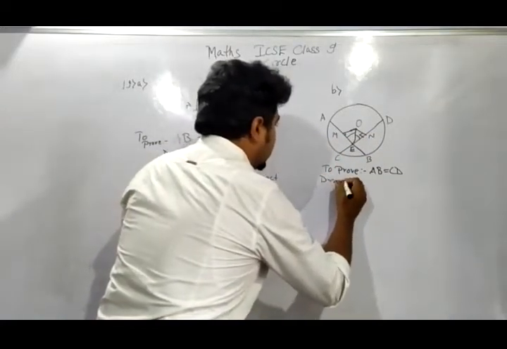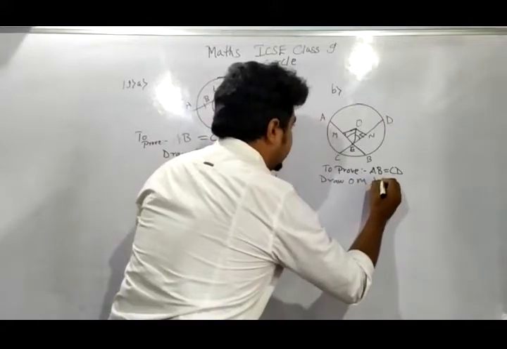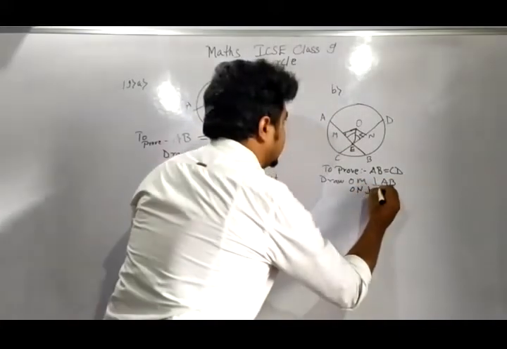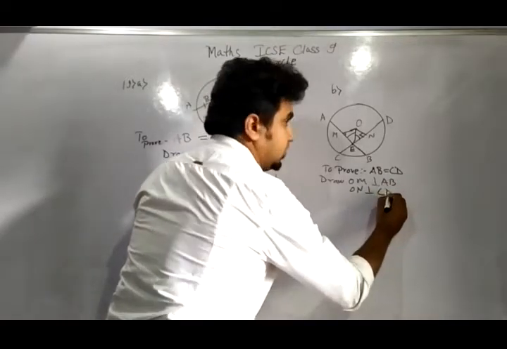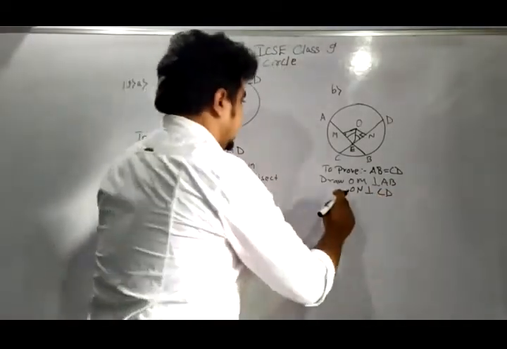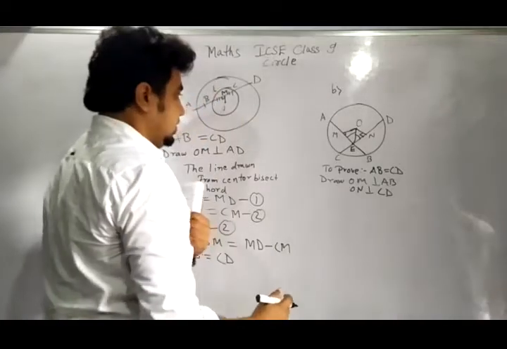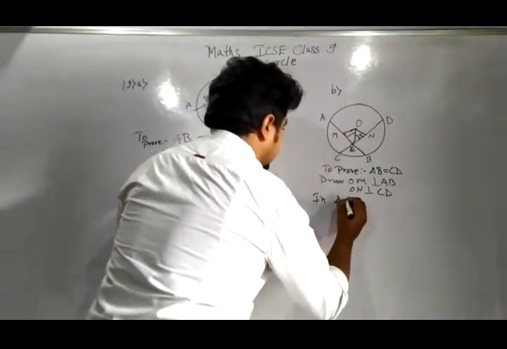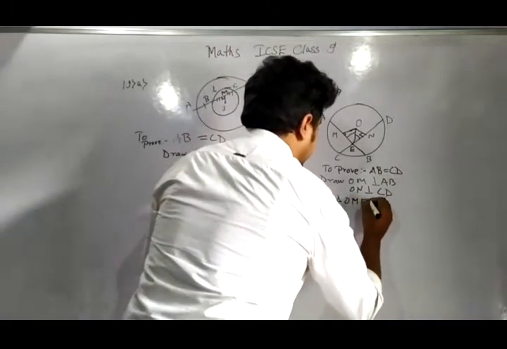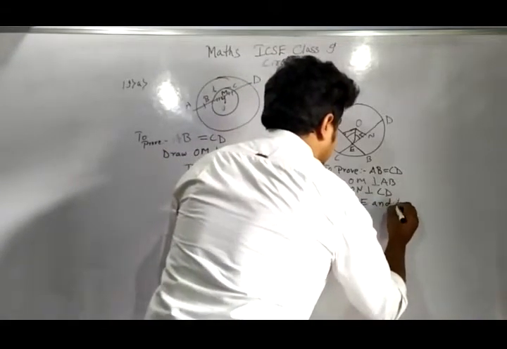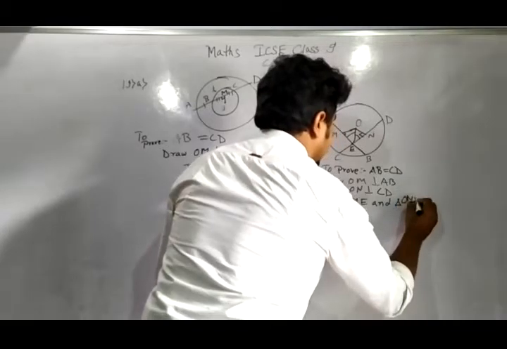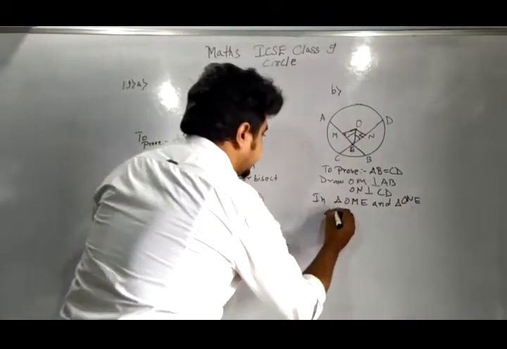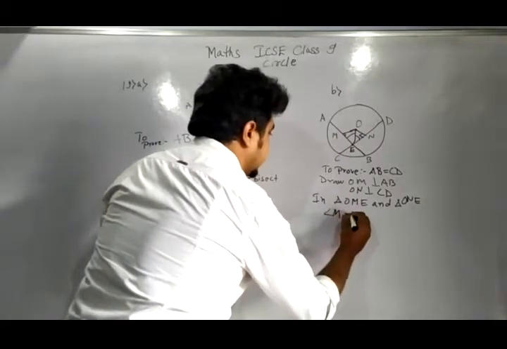Draw OM perpendicular to AB and ON perpendicular to CD. This is ON perpendicular to CD from here. So what I will be doing from here is, in triangle OME and triangle ONE, I am writing that angle M will be equal to angle N.